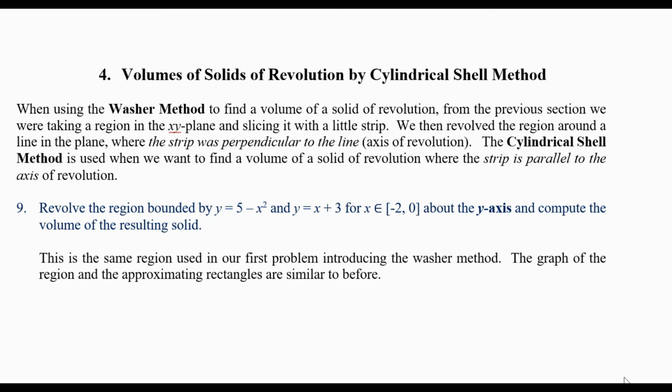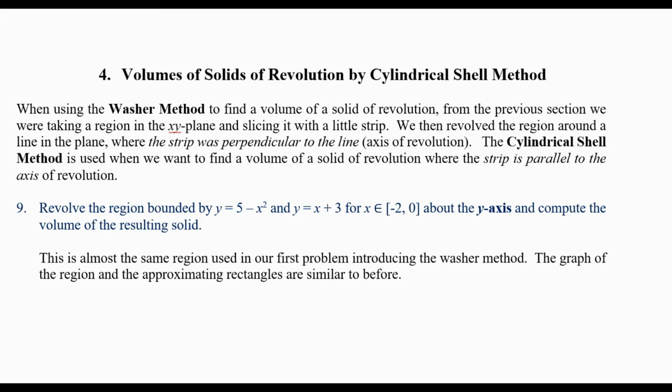So for example, we want to revolve the region bounded by y equals 5 minus x squared and y equals x plus 3 for x in the interval -2 to 0, and we're going to revolve about the y-axis and compute the volume of the resulting solid. Now this is the same region, well, almost the same region as last time. I made it a little bit smaller, but it is the same functions.